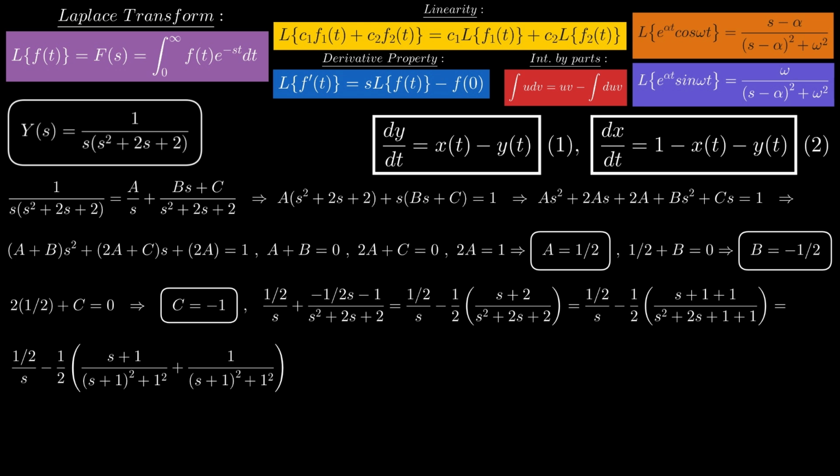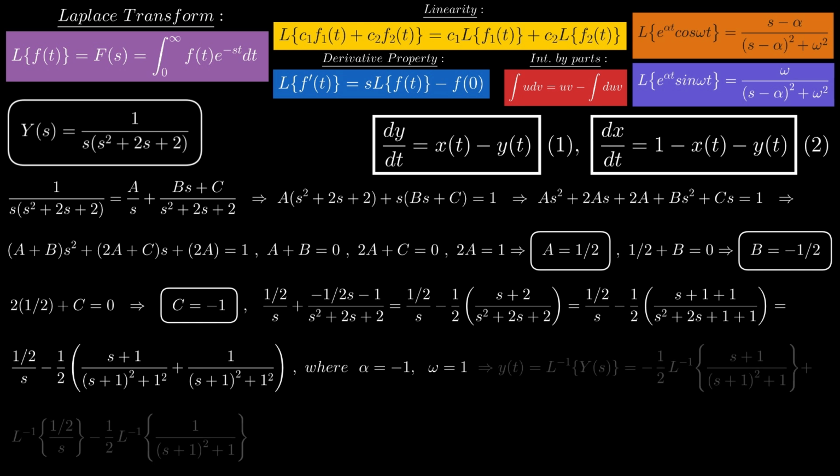So now notice these last two fractions are in the desired form that adhere to the two table bases we introduced previously, where alpha equals -1 and omega equals 1. Furthermore, the inverse Laplace transform of 1 over s is just 1.